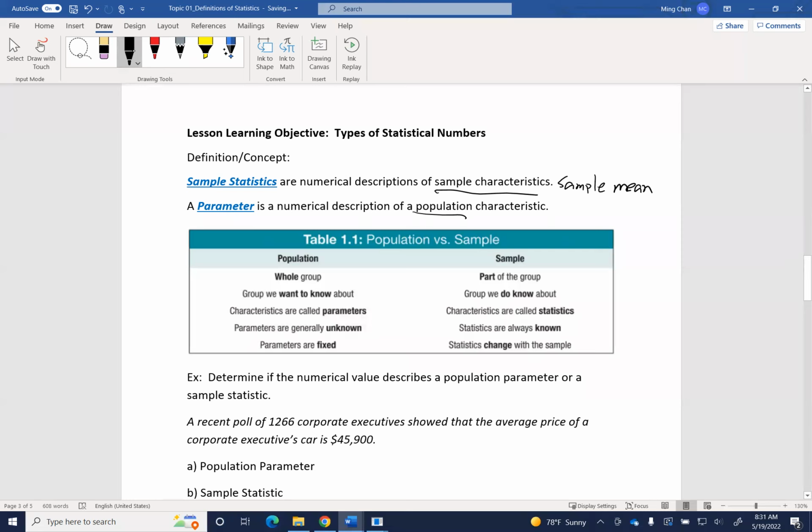Okay, parameter can be population mean. Okay, those are different. This is one of the main two numerical descriptions. We will be talking about this in chapter three of this course, population and sample means. All right, so here's a table to help you distinguish between population and sample. So you can read up on that.